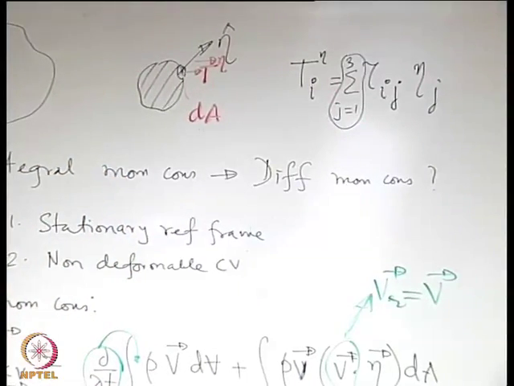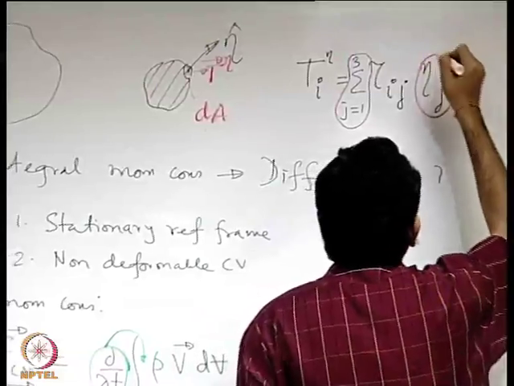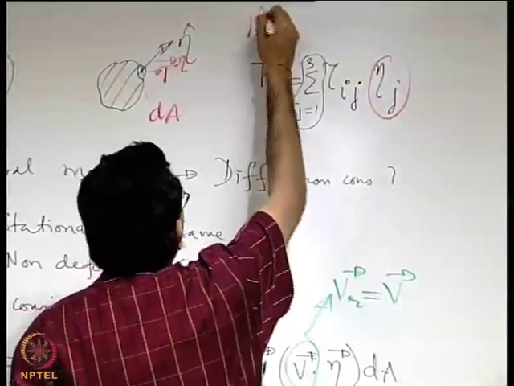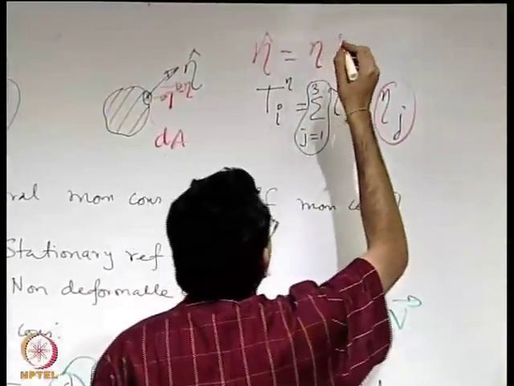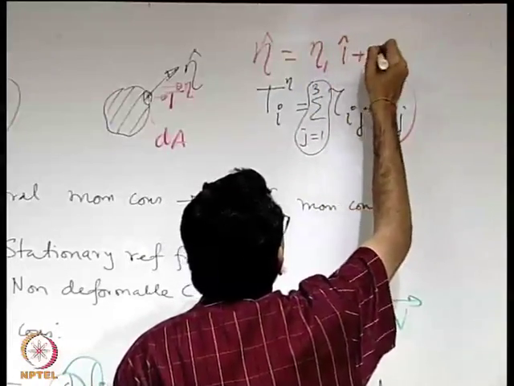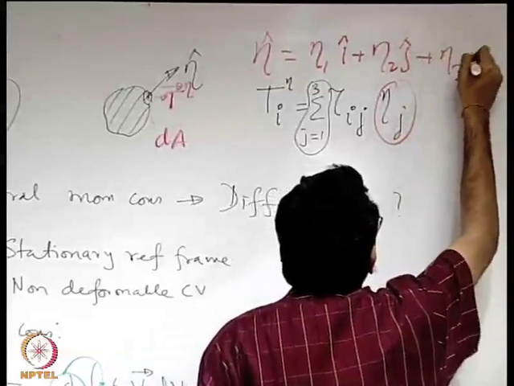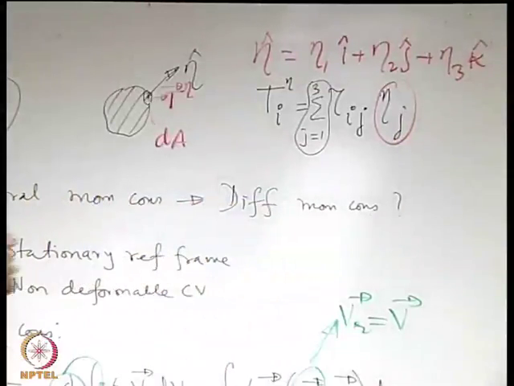So, that is already inbuilt here, and that is how it becomes like this. If you just expand it, what is this? This is like if you have the unit vector, it has its components along x, y, z as say n1, n2, n3, the direction cosines.